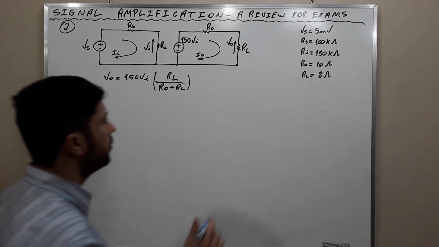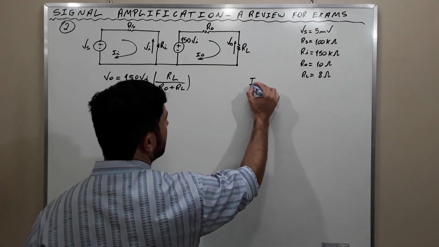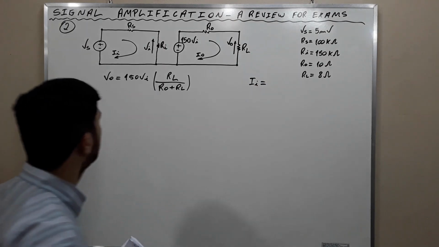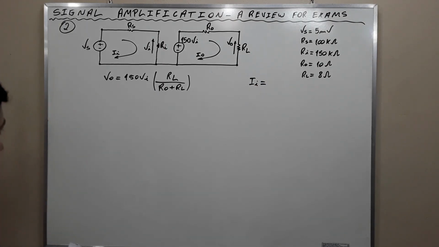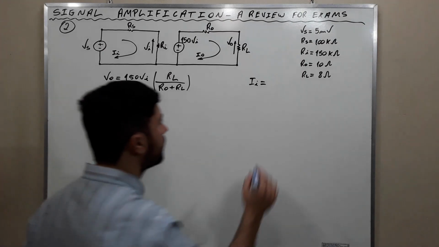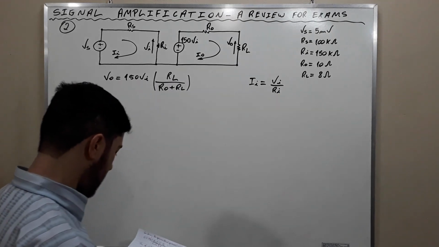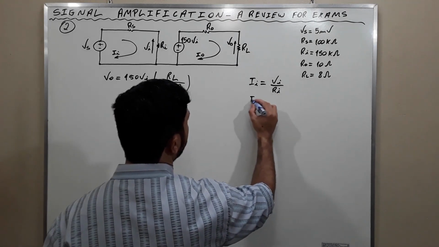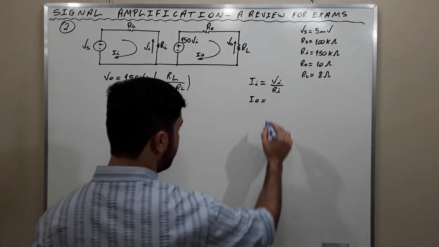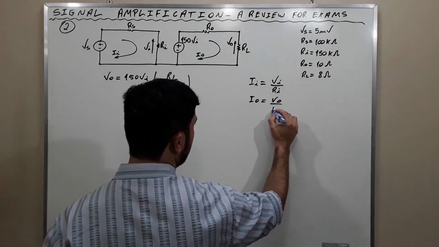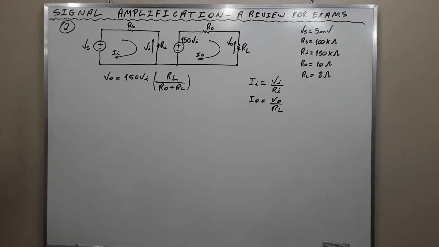However, let's take a look at the current. II is equal to VI over RI. And IO is equal to VO over RL. Isn't it? After a little manipulation, we find the expression for the current gain in terms of the voltage gain.